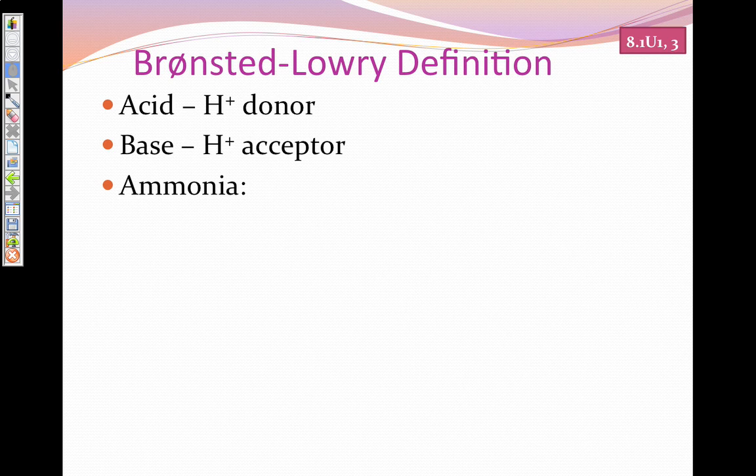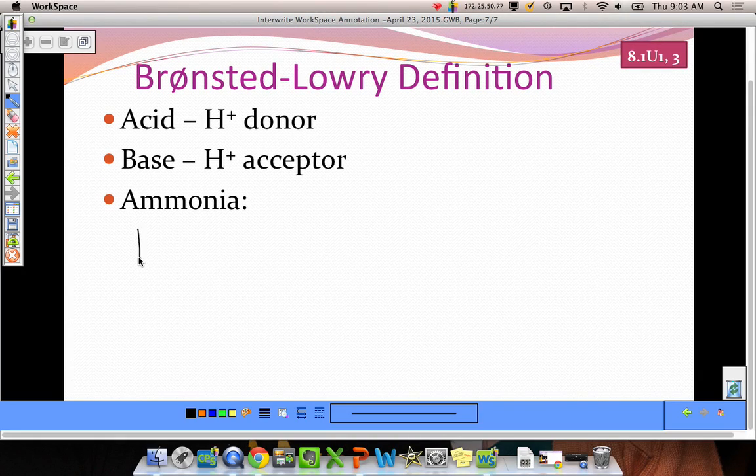So ammonia, we said, is an NH3. And rather than just writing the aqueous, we're actually going to write in the water. We know that it's dissociating in water, so let's actually write down that water. So we're going to write plus H2O.